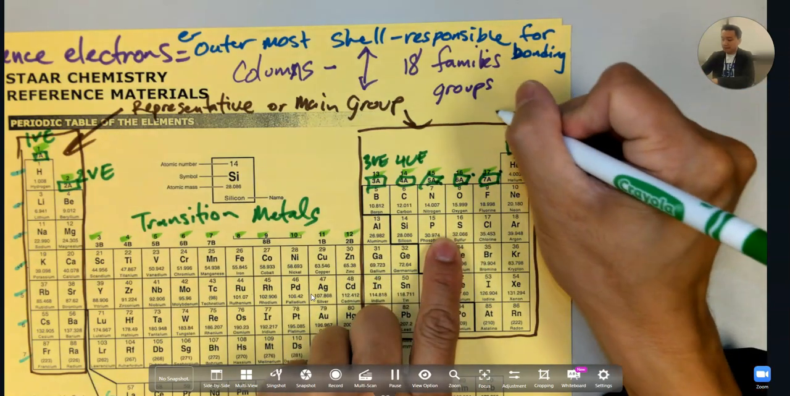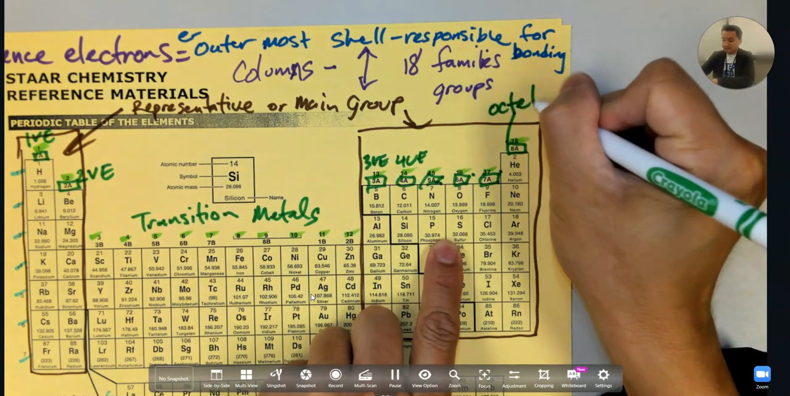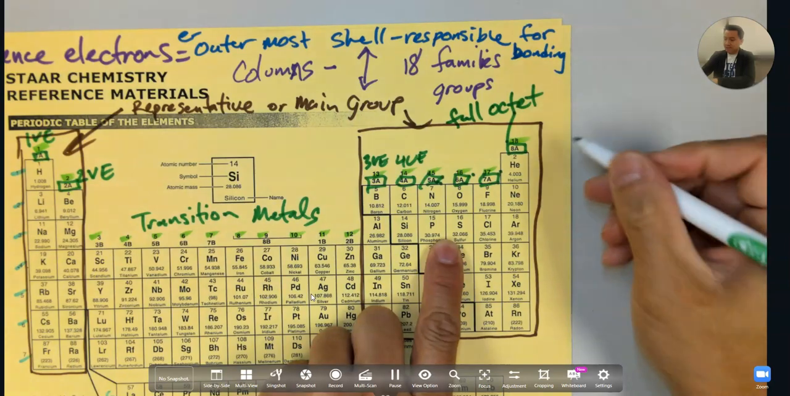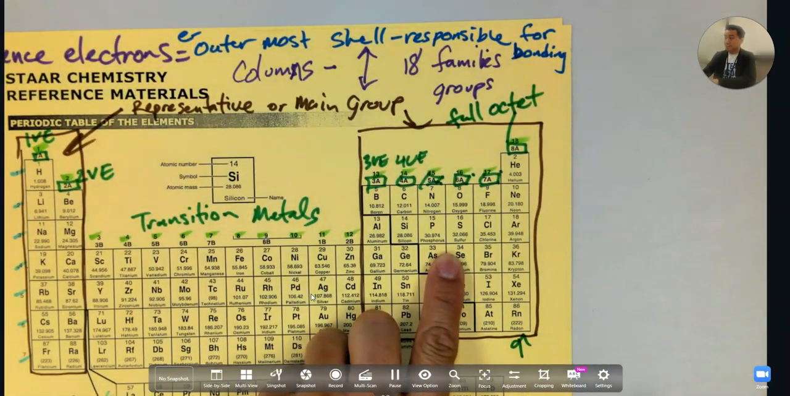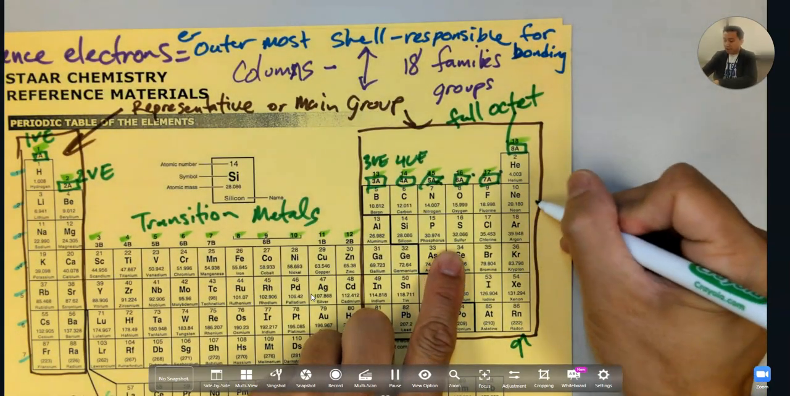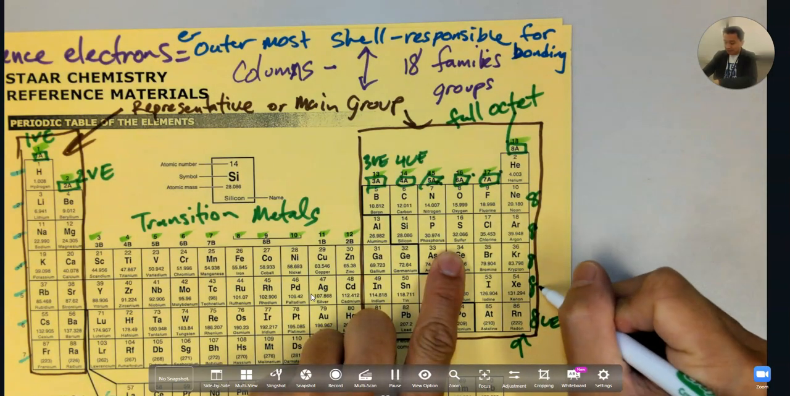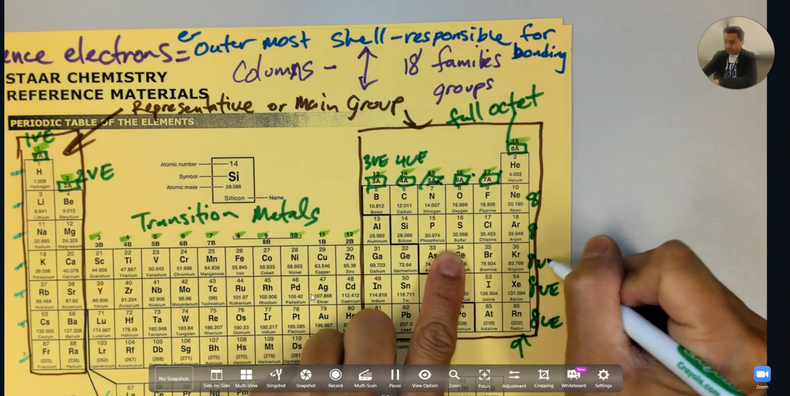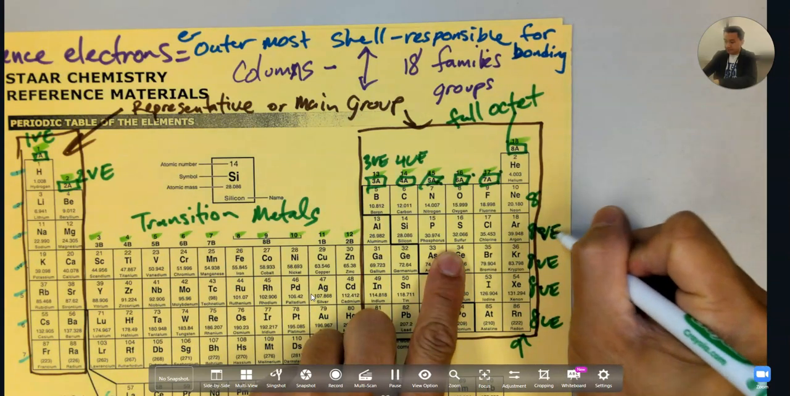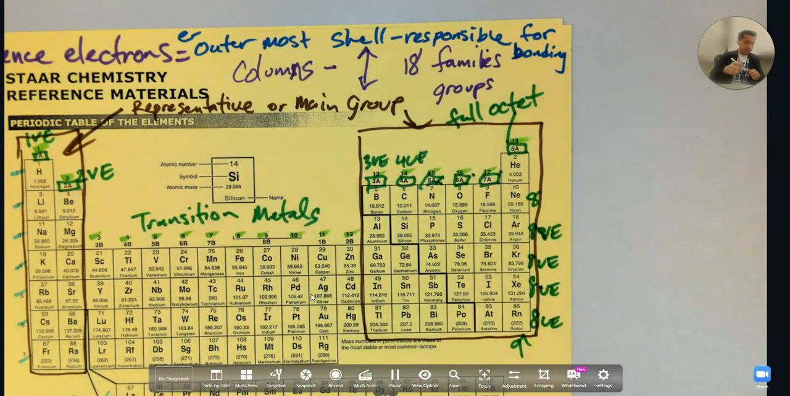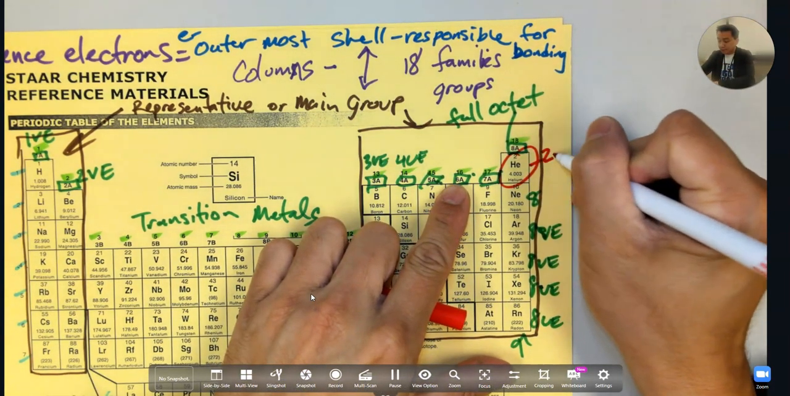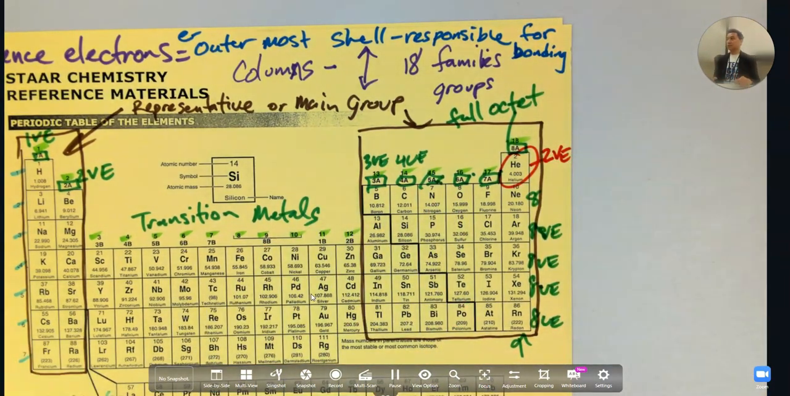They all want to be 8, what we call an octet. A full octet is a full shell. These are your noble gases. They're full. They all have 8 valence electrons. Except for helium. Helium is the exception because it only has 2 electrons, so it only has 2 valence electrons.